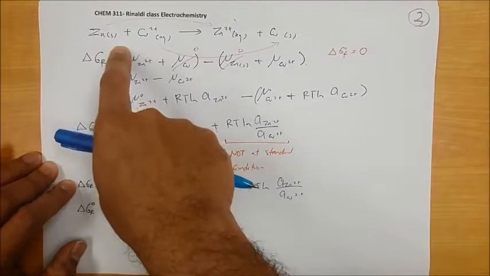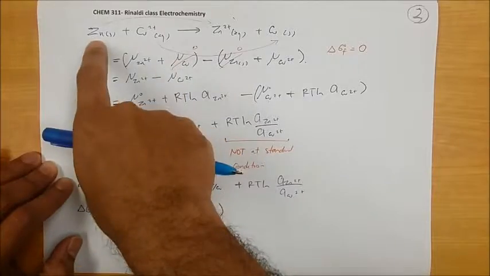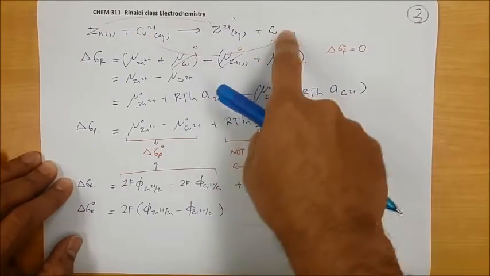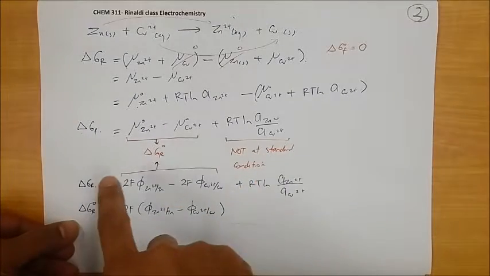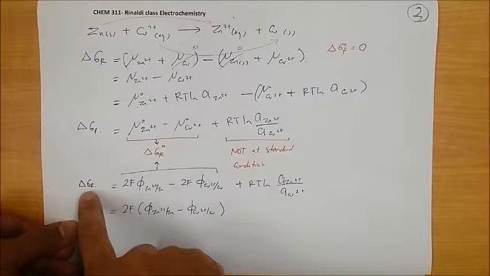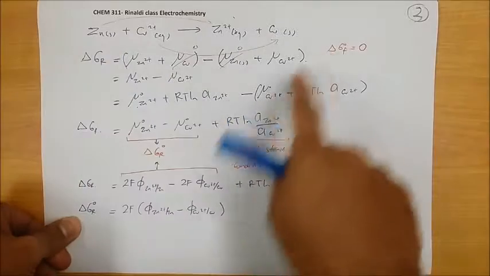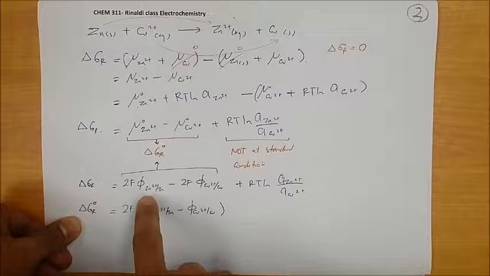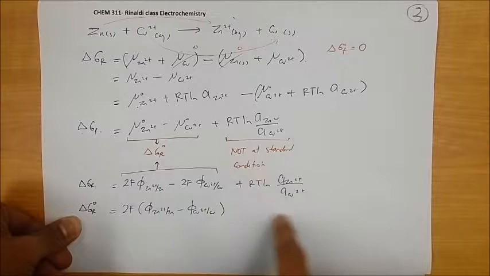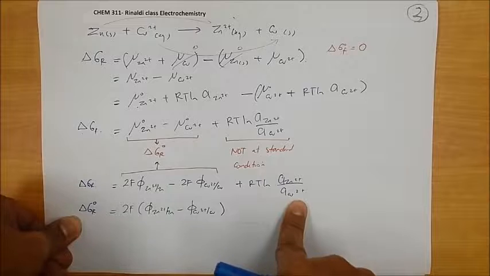Based on this Daniell cell reaction of zinc plus copper 2+ to zinc 2+ and copper, the oxidation and reduction reaction in the electrochemical cell, we have described the ΔGr, or the change of free energy of this reaction, to be a function of the difference between the electric potential of zinc and copper, and the RT ln of the activity of zinc 2+ and the activity of copper 2+.